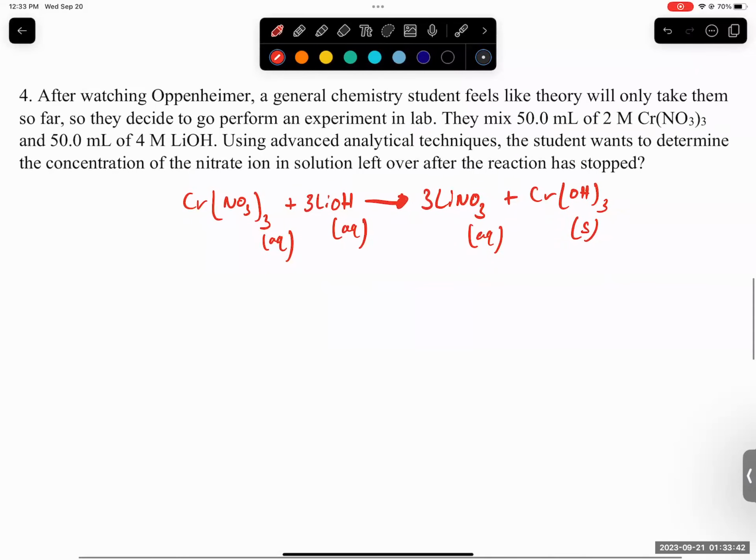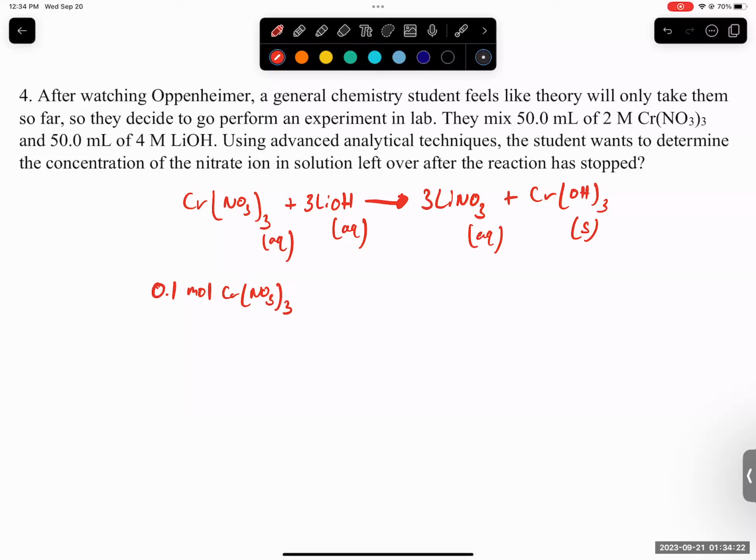So what is next? Find the limiting reactant. So we're going to multiply our milliliter and molar amounts because that'll get us moles. So 50 divided by 1,000 times 2. We convert the milliliters to liters, right? Because molarity is moles over liters. So once we do that, we get 0.1 moles of chromium nitrate.